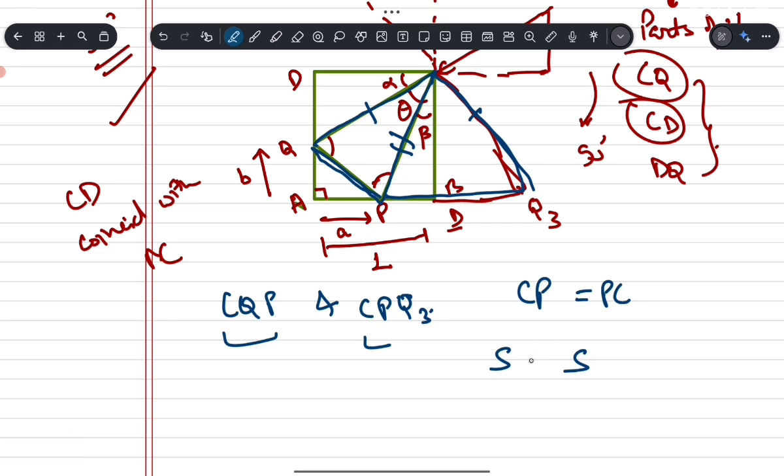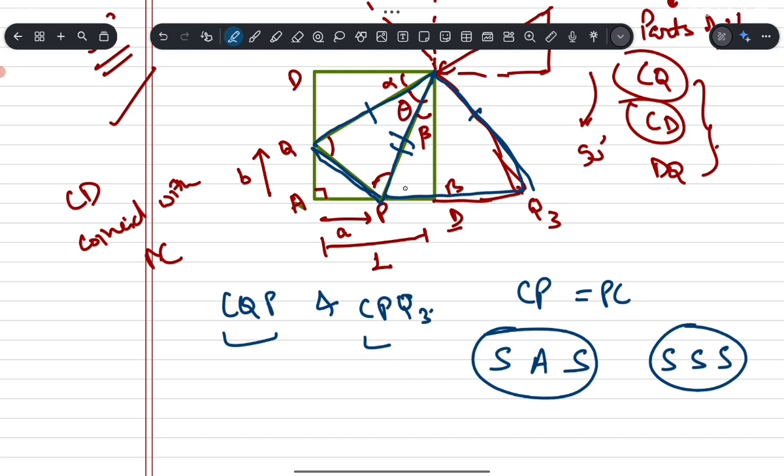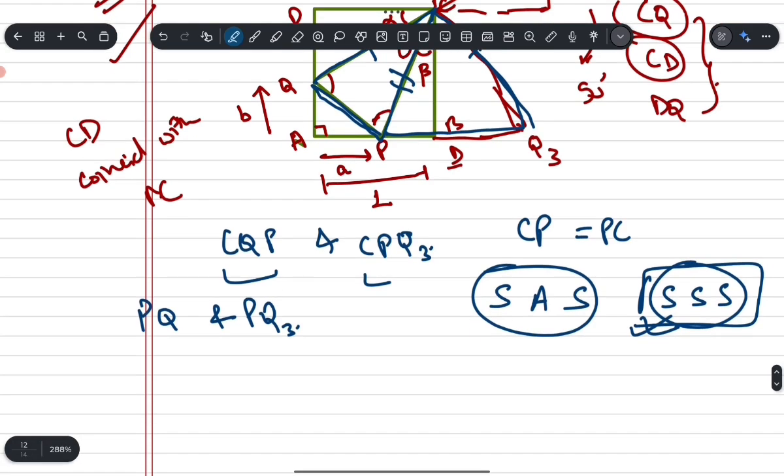What criteria can we have? Either we can have SAS or triple S. We don't really have much data regarding the angles here, so we'll stick to this. We'll have to focus on this one. What side do we have now? We have PQ and PQ3. Perfect. That is what we are supposed to make equal. Now if you focus on PQ, do we have any data regarding this triangle? The perimeter is provided to be 2. These sides are A and B. So PQ would be 2 minus A plus B.